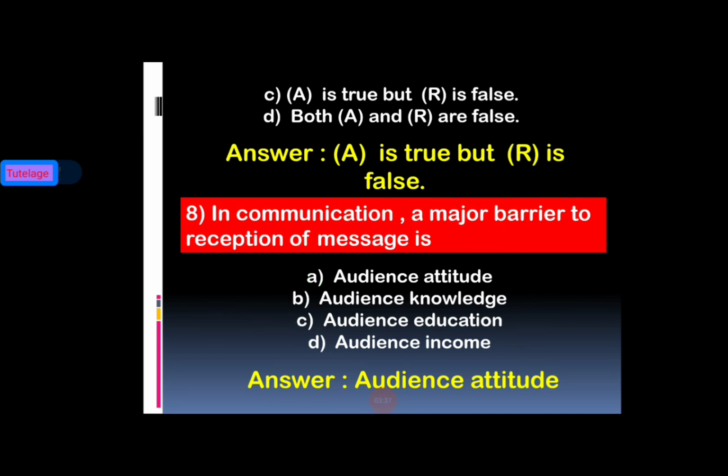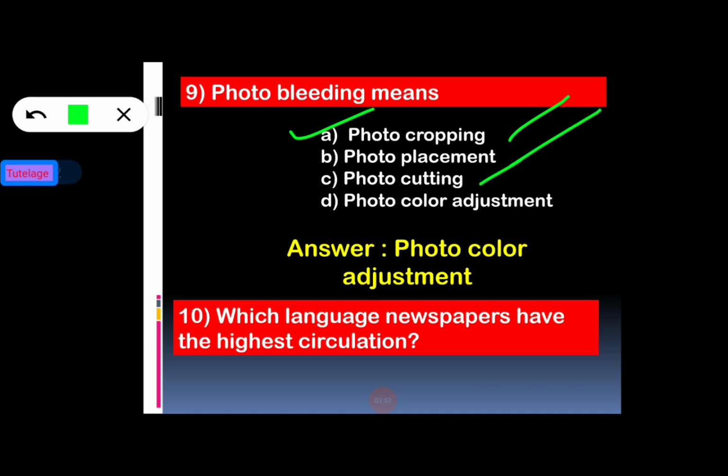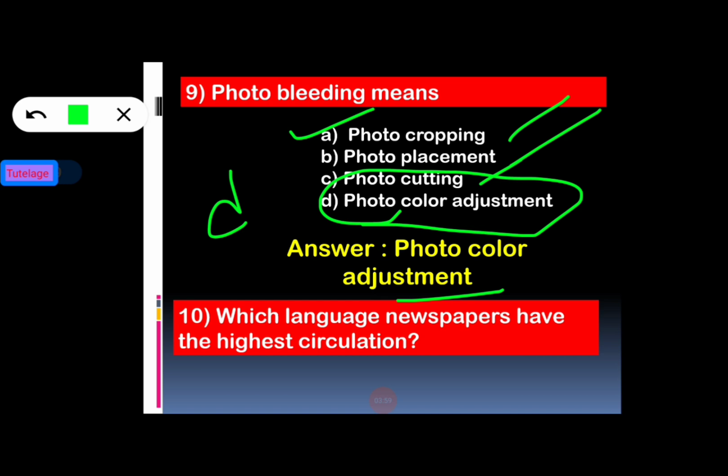Now going to the next slide. Photo bleeding means, what is the meaning of photo bleeding? So there are four options. Photo bleeding means photo cropping, photo replacement, photo cutting, or photo color adjustment. So option number D, photo color adjustment, is the correct answer. So photo bleeding means photo color adjustment, not photo cropping, not photo placement, not photo cutting. I think this is clear.